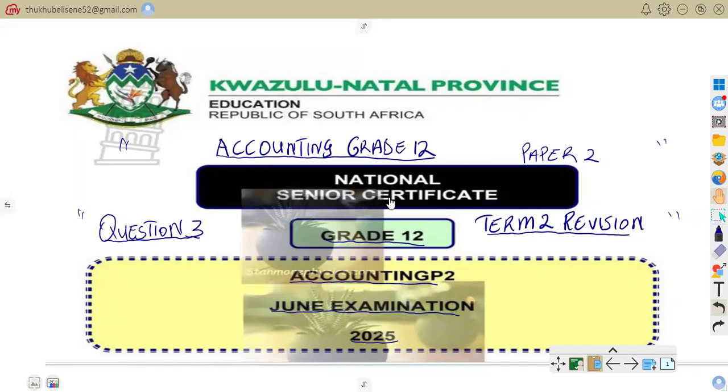We are on Accounting Grade 12, Paper 2, that is Term 2 revision. In this presentation, we are going to do Question 3, as we are doing the very same question paper that we did in our previous presentation. That is the very same paper that was written in KwaZulu-Natal province in the June examination 2025. So we are on Question 3.